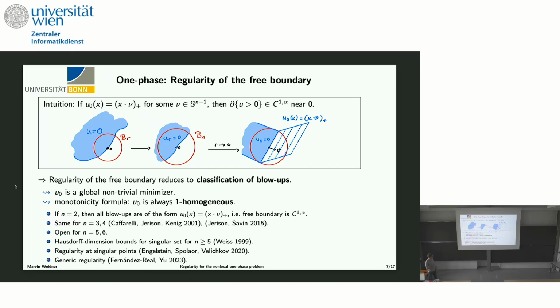Okay, and of course, the key to all of these classification results, let me emphasize this once more, is that you have monotonicity formulas, right? You know that all your blowups will be one-homogeneous, and this simplifies the classification procedure a lot. And in this non-local framework that I will be considering, we don't have them. Yeah? So we need to do something else, or we need to try to get as far as we can without using these monotonicity formulas.